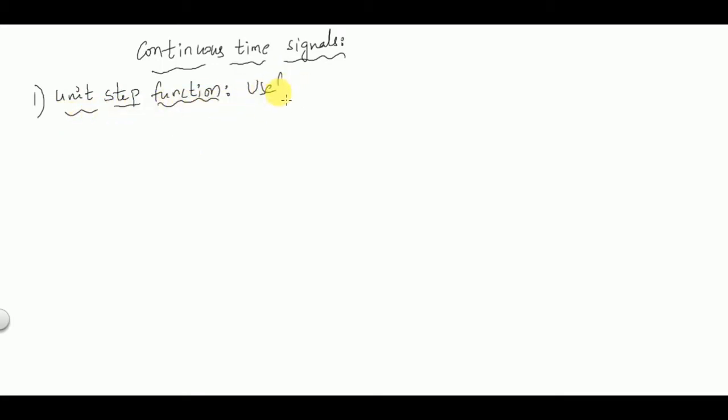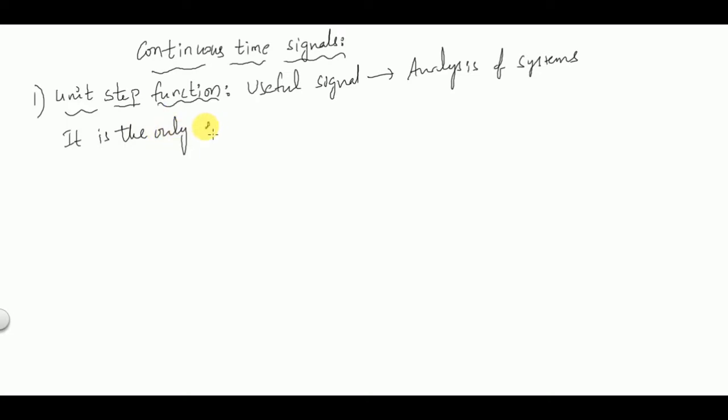It is a very useful signal in the analysis of systems. It is the only stable signal available in continuous time. So we are going to use that signal in finding whether the system is stable or not. We are going to use this unit step function.